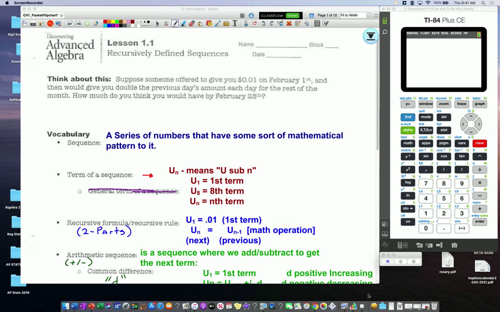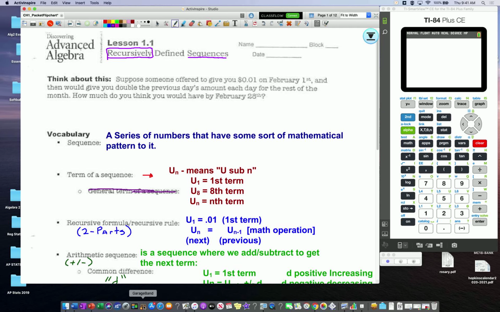So we're going to start off here in chapter 1, and we're really going to focus on a concept called sequences. And we're going to talk about different types of sequences, and we're going to talk about this term recursively because it's a way that helps us write sequences.